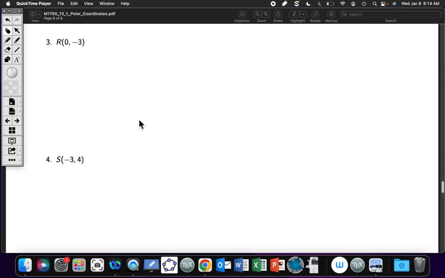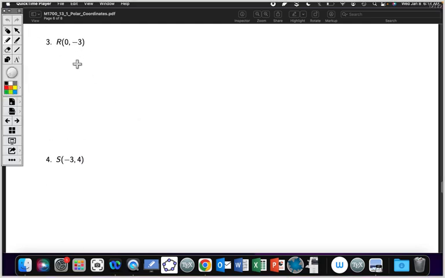Let's take a look at number 3. R here is the point 0, negative 3. So once again, this is given to us in rectangular coordinates. 0, negative 3, that's right down here along the negative y-axis. All right. We could go through the calculations. The x is 0 here. But I think we can actually just spot check this, because how far away is this from the origin? It's right on the y-axis. So I know my r value is going to be 3.